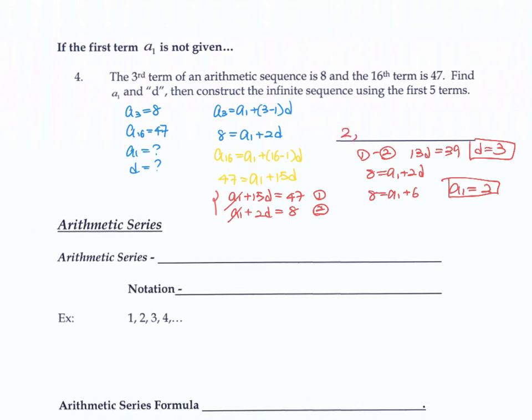Construct the sequence. A1 is 2, plus 3 is 5. Plus 3 is 8, 11, 14, and so on and so forth. Okay, this is the first 5 terms of my sequence there.